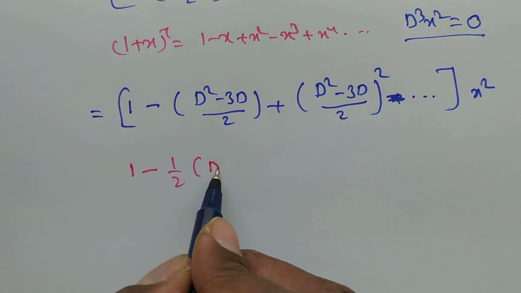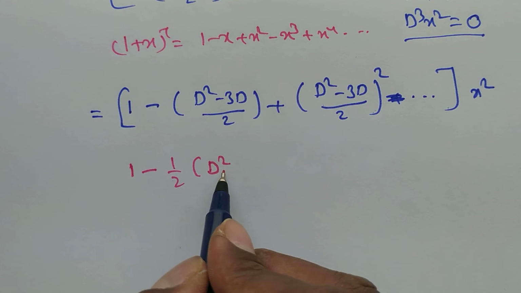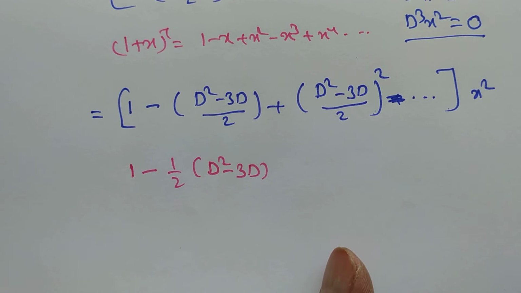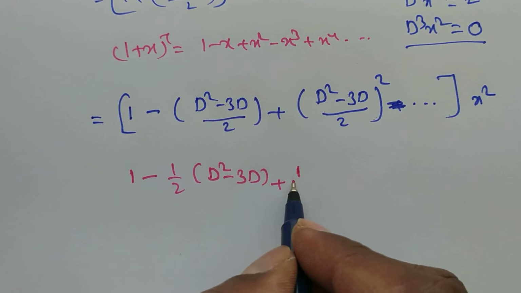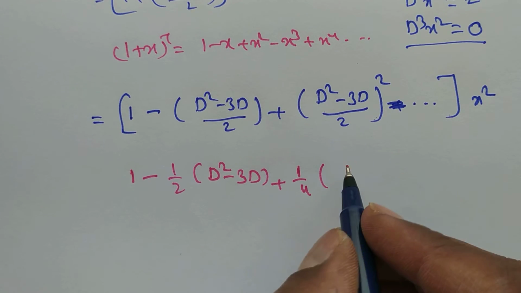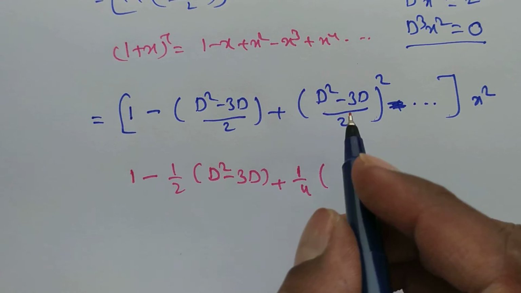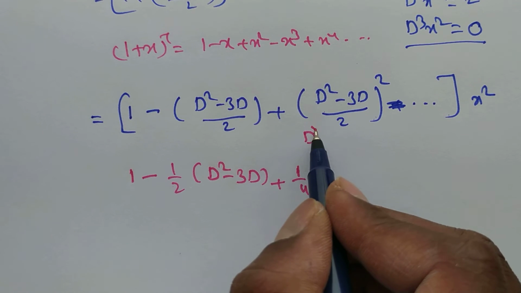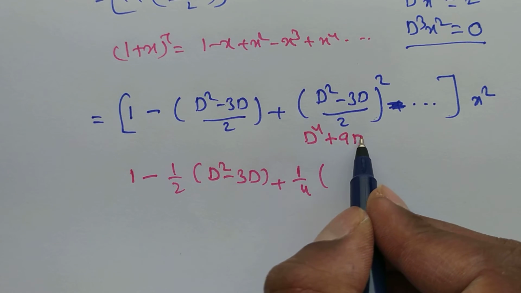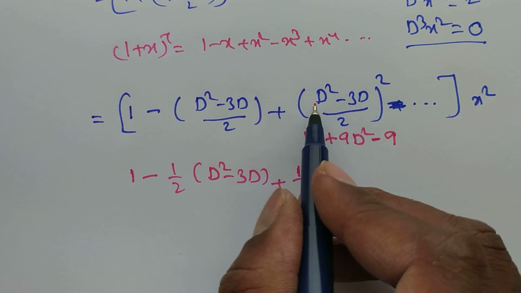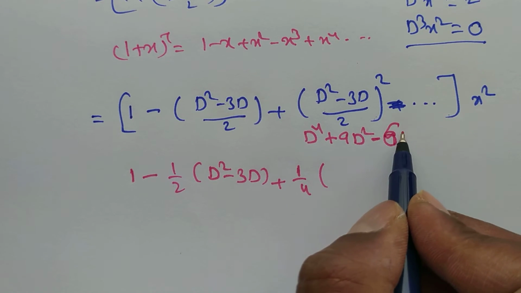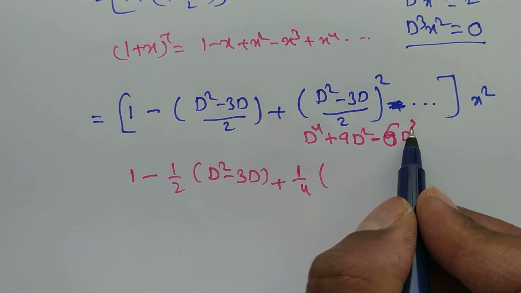I am writing outside. d square is okay? Yes. Minus 3d is also okay because it won't vanish. Next, here a by b whole square, I can write 1 by 4 outside. Next, if you split this one, you will have, you see friends, d power 4 plus 9d square minus 9, you have here 2 3s are 6, so minus 6d into d square means d cube.